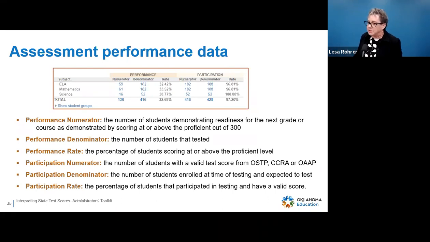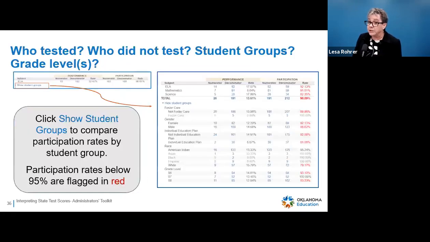So again, you're seeing these numbers in context, and it gets even better because I can click on show student groups, and then I can break that out and see who tested and who did not test. What do you notice about this particular graphic? What's something that stands out to you that, if you were working with your stakeholders, you would want them to notice?